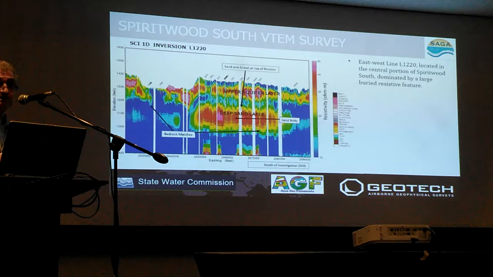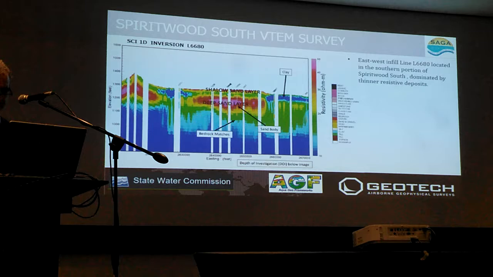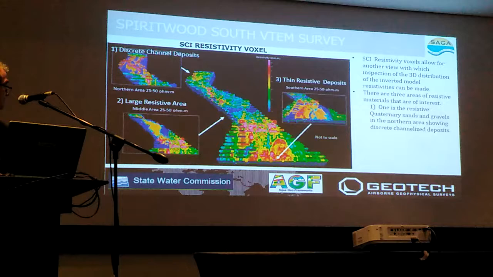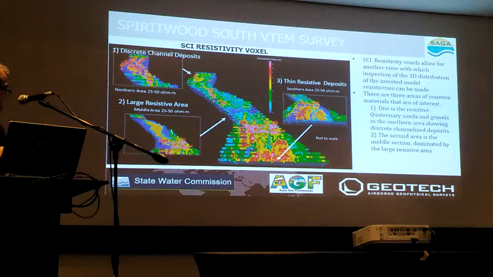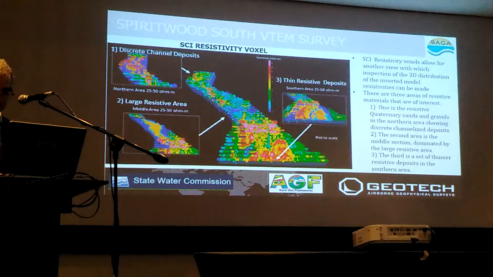And then finally, further south, that big, deep, thick aquifer thins out, it comes closer to the surface. This is a schematic. We're just looking north in a 3D model, and it shows these discrete channel deposits that we see in the north. There's a second area that's dominated. There's a big, thick, he's taken off the top layer. There's the thick sand aquifer in the middle. And further south, the aquifer thins out. So that's what's shown in these 3D maps. Very, very colorful, very, very interesting.